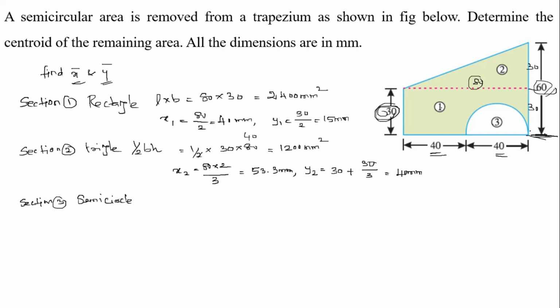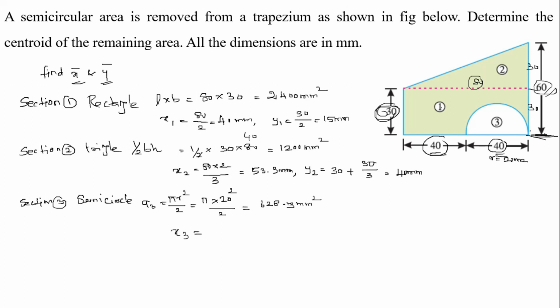Similarly, take section 3, which is a semicircle, clear, semicircle. So, what is the area of the semicircle? A3 is equal to pi r squared divided by 2, right, where the diameter is equal to 40, so r is equal to 20 mm, right. So, pi into 20 squared divided by 2. What is the value of the area? 628.3 mm squared.